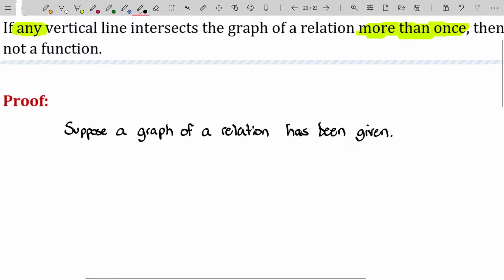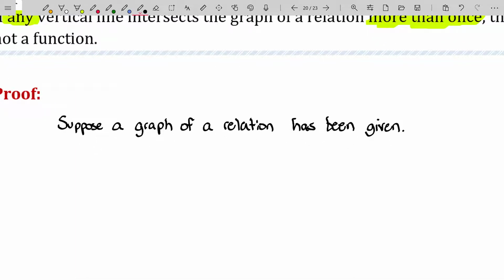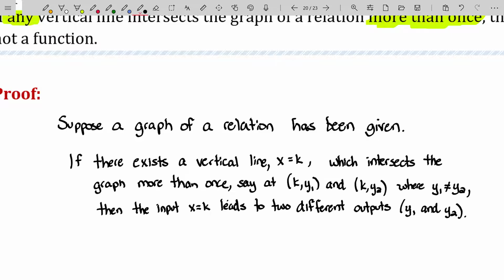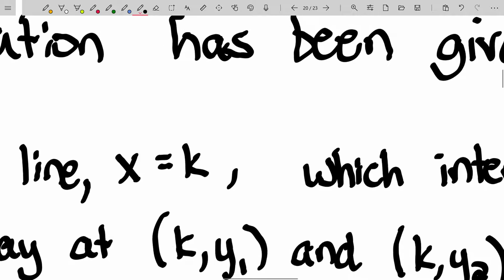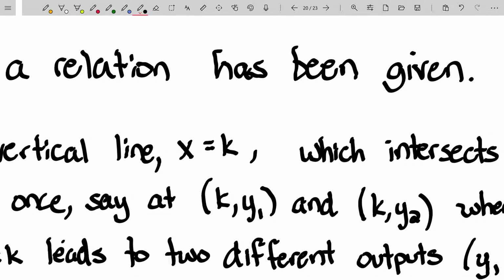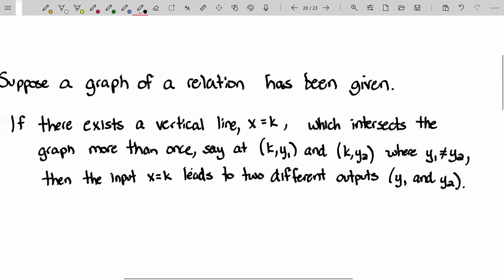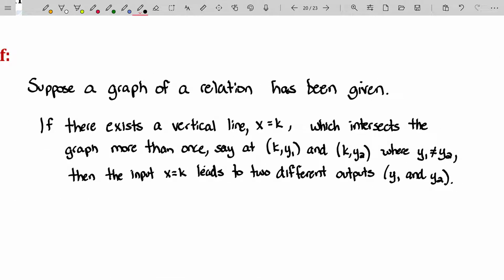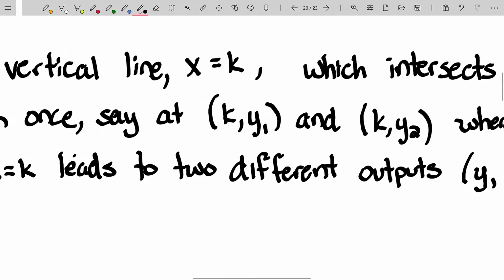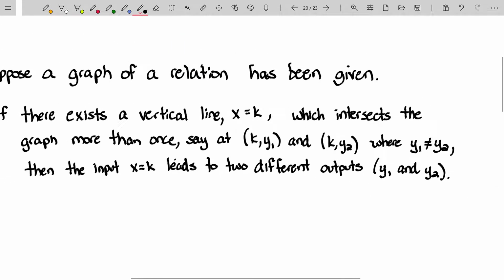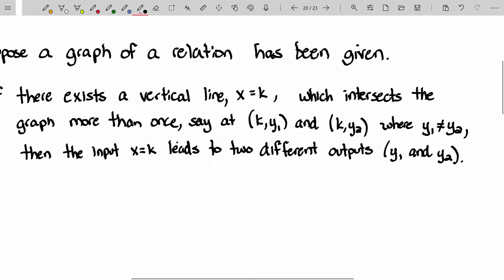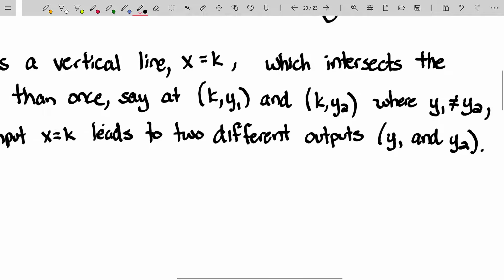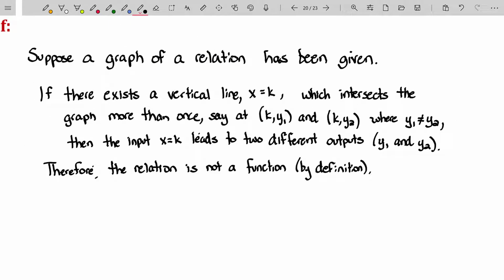So we're going to start with the supposition. Suppose that somebody's just given us the graph of a relation, so a relation between x and y. If there exists a vertical line, and we'll just call that vertical line x equals k, that's the equation of a vertical line, k is just where that vertical line exists. Suppose there exists a vertical line at x equals k, which intersects the graph more than once, say at (k, y sub 1) and (k, y sub 2), where y sub 1 and y sub 2 are not the same. Then the input, x equals k, leads to two different outputs, specifically y1 and y2. And therefore, the relation is not a function.